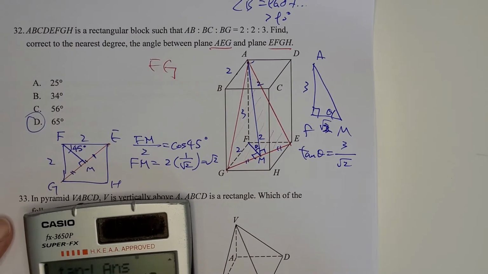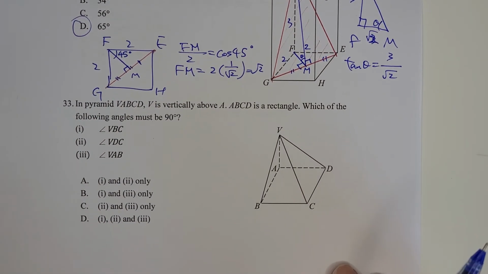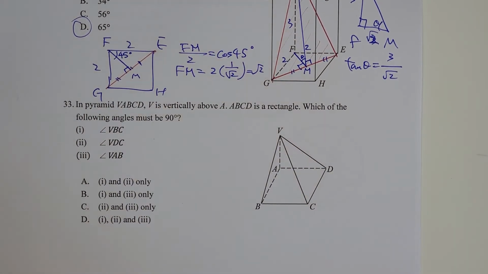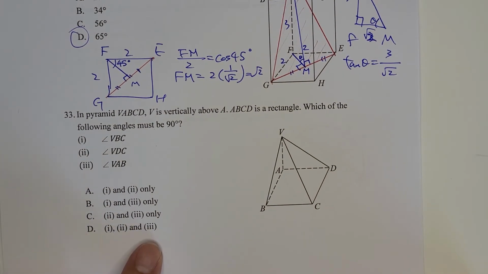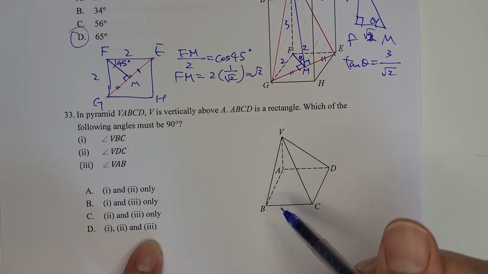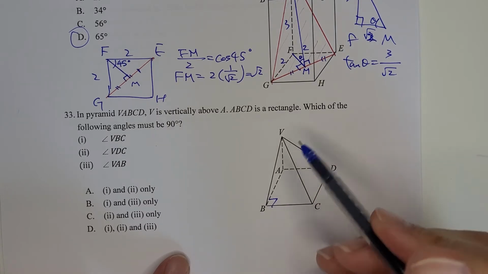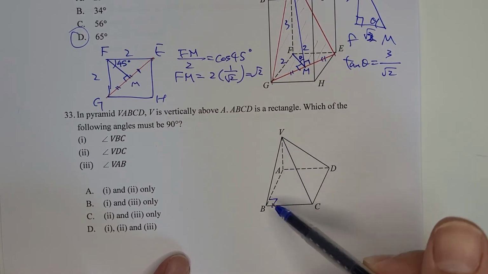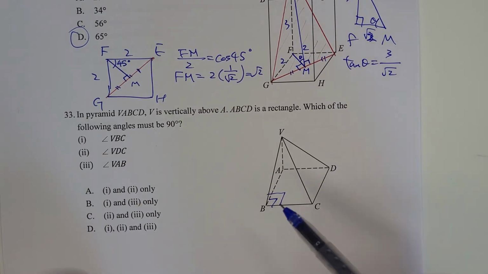Okay, so that's the end of question number 32. For question number 33, V is vertically above A, and ABCD is a rectangle. Which of the following must be 90 degrees? So, statement 1, VBC, this is a right angle. Why? Because ABC is a right angle, and V is vertically above A. So, by the three perpendicular theorem, VBC is also a right angle.